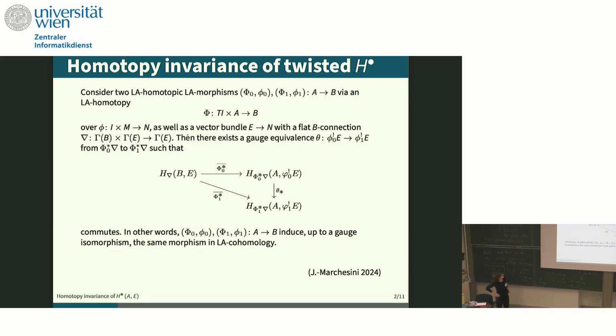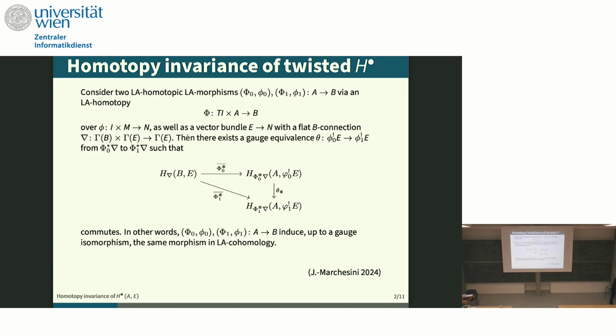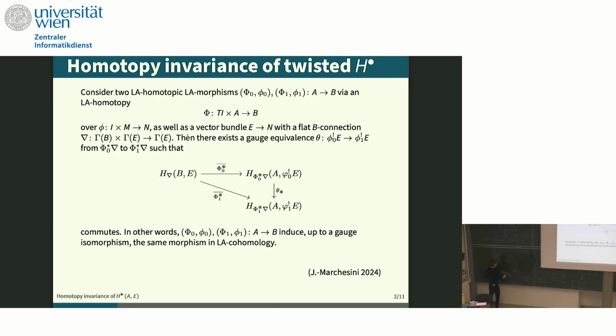Rosa's PhD thesis, which will be completed this year, is dealing with this homotopy of Lie algebroids. One of the main results is the homotopy invariance of twisted Lie algebroid cohomology. If you have two LA homotopic LA morphisms, then you can show that they induce the same map in cohomology, which, as I said, was not even known for twisted de Rham cohomology.